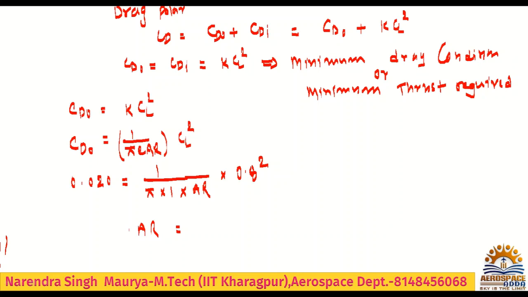So the aspect ratio will be 0.8 square, divided by pi, divided by 0.020. It is 10.18. So 10.18 is the aspect ratio.